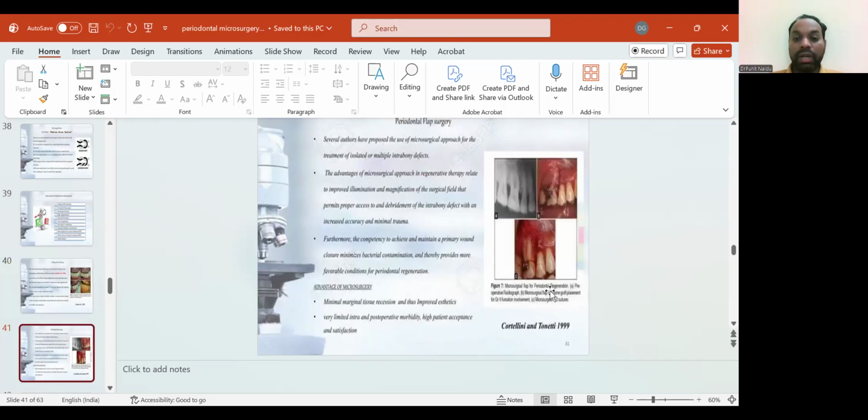Periodontal flap surgery. Many authors have proposed the use of a microsurgical approach for the treatment of isolated or multiple bone defects. The advantages of the microsurgical approach and regenerative therapy relate to improved illumination and magnification of the surgical field, which permits proper access and debridement of the intrabony defect and increased accuracy and minimal trauma. It also helps in achieving and maintaining primary wound closure, which minimizes bacterial colonization and thereby provides more favorable conditions for periodontal regeneration. The advantages of microsurgery are minimal marginal tissue recession, very limited intra- and postoperative morbidity, and high patient acceptance.